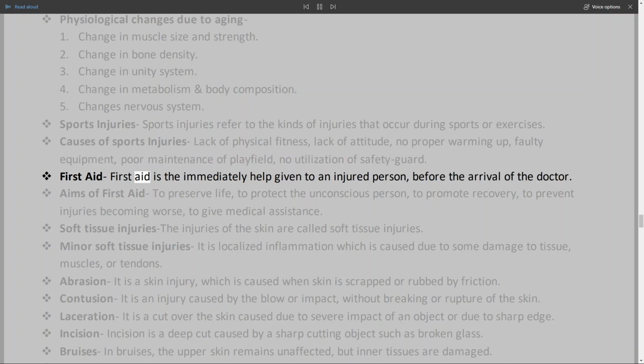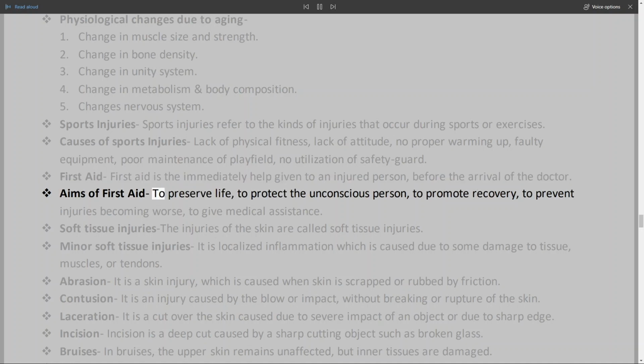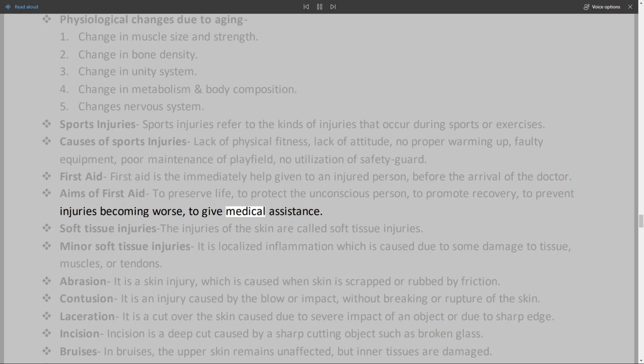First aid is the immediate help given to an injured person before the arrival of the doctor. Aims of first aid: to preserve life, to protect the unconscious person, to promote recovery, to prevent injuries becoming worse, to give medical assistance.